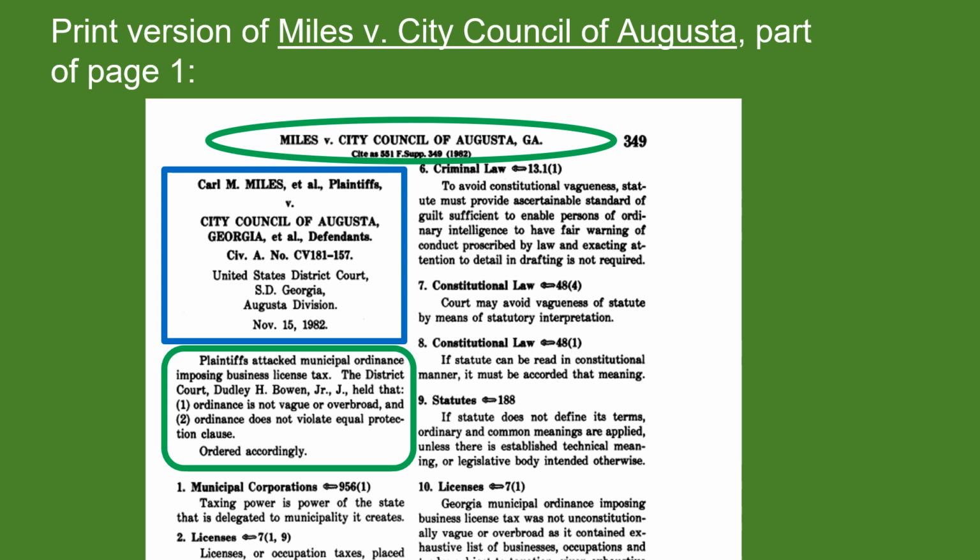In the blue box up at the top, you've got more about the parties. Miles was the plaintiff. City Council of Augusta was the defendant. You've got the docket number, the court, the date, and then you've got the synopsis of the case. And the synopsis is very, very concise. The plaintiffs attacked a municipal ordinance. The judge held the ordinance was not vague, and there you go. Well, it doesn't tell you a whole lot about the case. It tells you the legal issue and how it was resolved, and that's it.